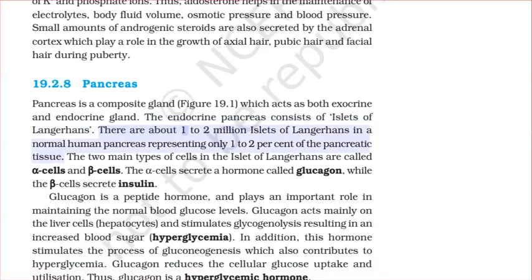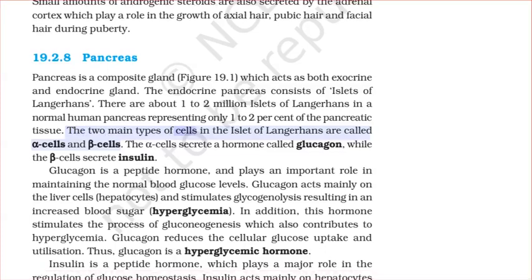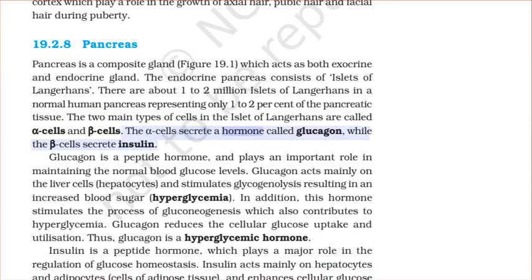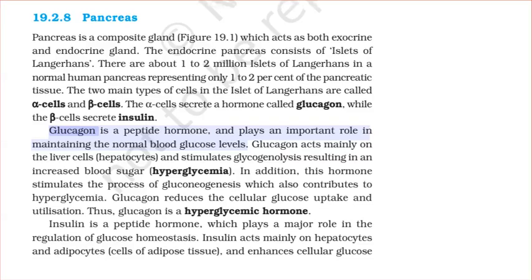There are about 1 to 2 million islets of Langerhans in a normal human pancreas, representing only 1 to 2% of the pancreatic tissue. The two main types of cells in the islet of Langerhans are called alpha cells and beta cells. The alpha cells secrete a hormone called glucagon, while the beta cells secrete insulin. Glucagon is a peptide hormone and plays an important role in maintaining normal blood glucose levels.